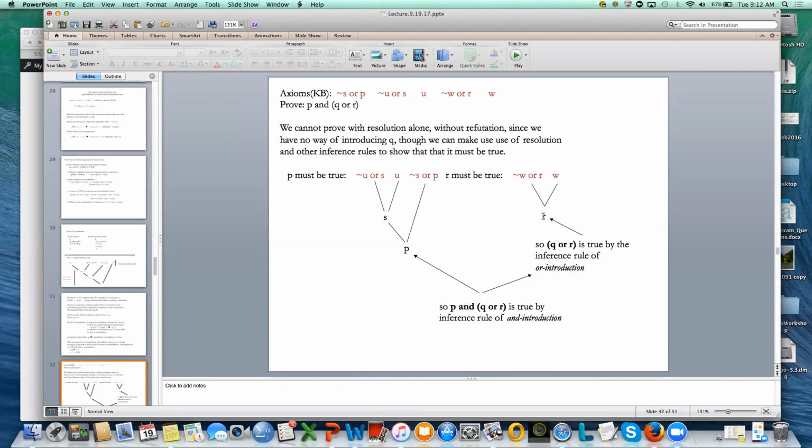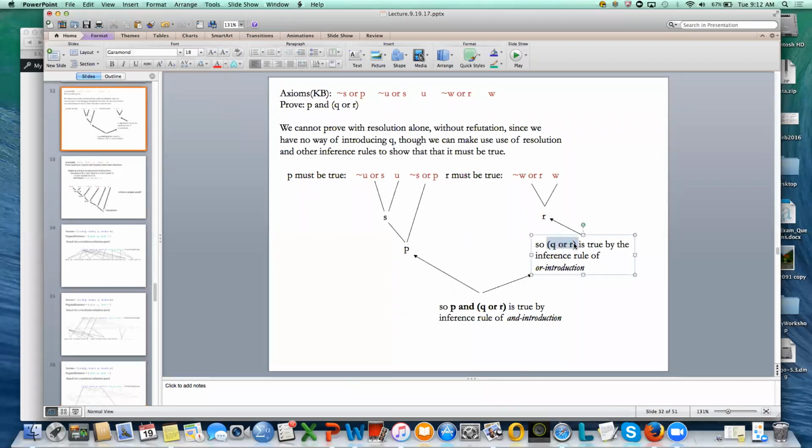I can resolve these two statements and I can get R. So I can show these by resolution, but to show Q or R, I need an additional operator, which is formally an inference operator in propositional logic called OR introduction. If I know R, I can disjoin that with any other expression involving some other proposition, and I know that's true too. So if R is true, I know Q or R is true.